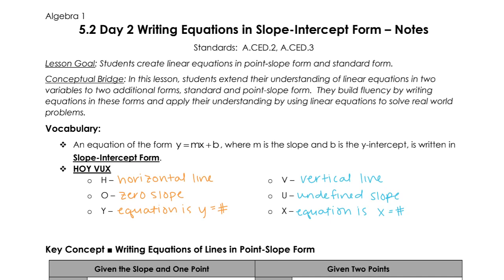For this video, we will be talking about section 5.2, but this is day 2, writing equations in slope-intercept form. So day 1 was point-slope form. Now we're moving into day 2, which is slope-intercept form. Little bit of vocab here.